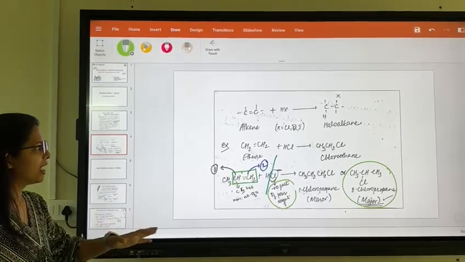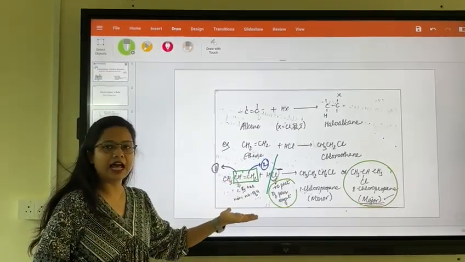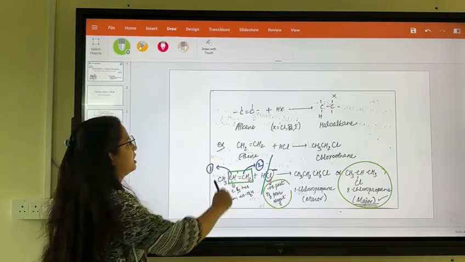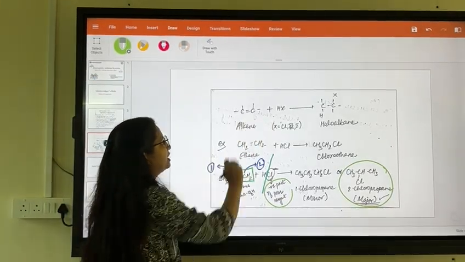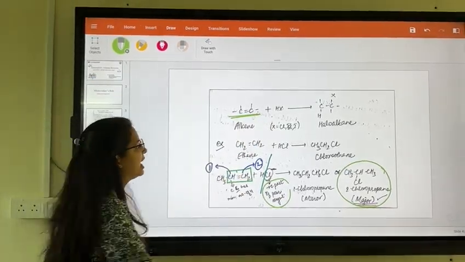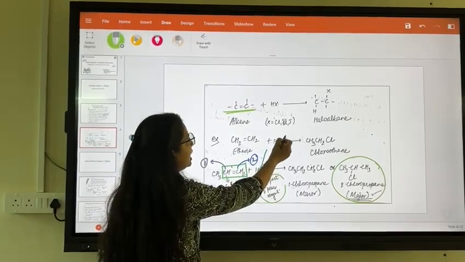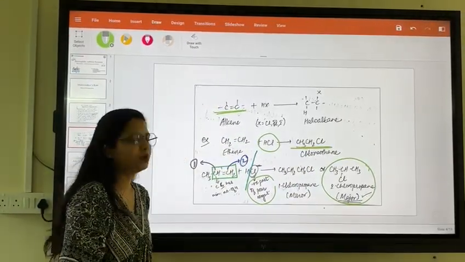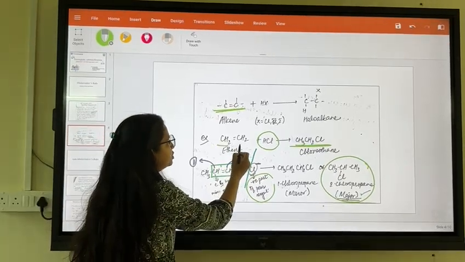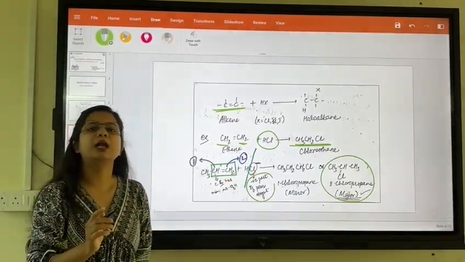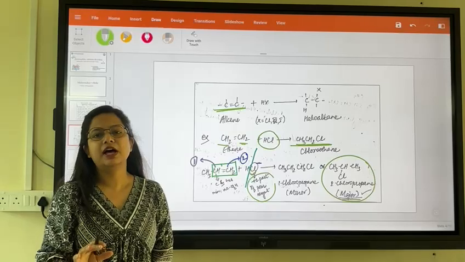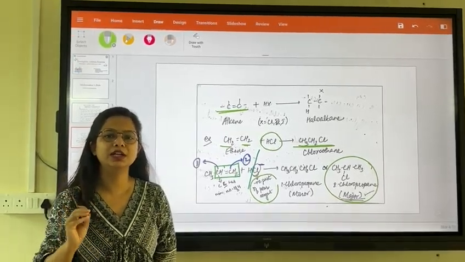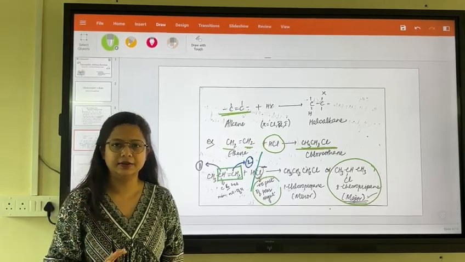We need to have asymmetrical alkene for this particular reaction to occur. If the alkene is symmetric, say for example over here, at that time addition of any hydrogen halide will lead to formation of only one product, because the number of hydrogen attached to the double bond carbon will remain same, and that is why, as I said previously, the prerequisite of Markovnikov's rule is asymmetrical alkene.